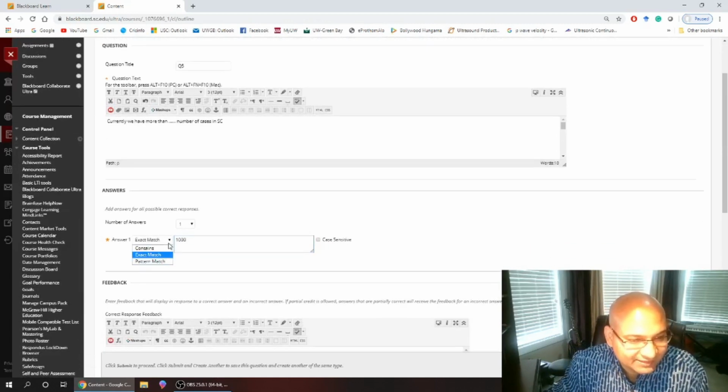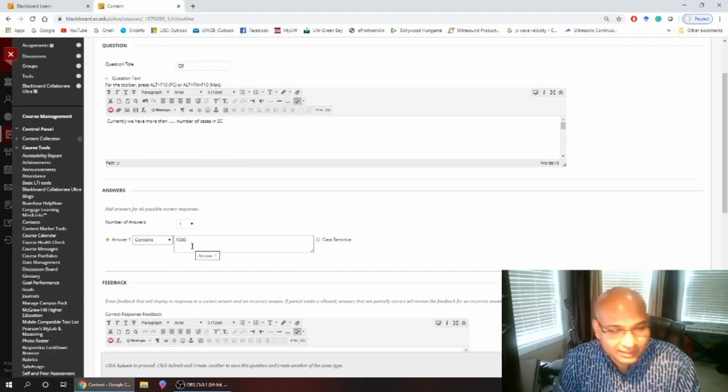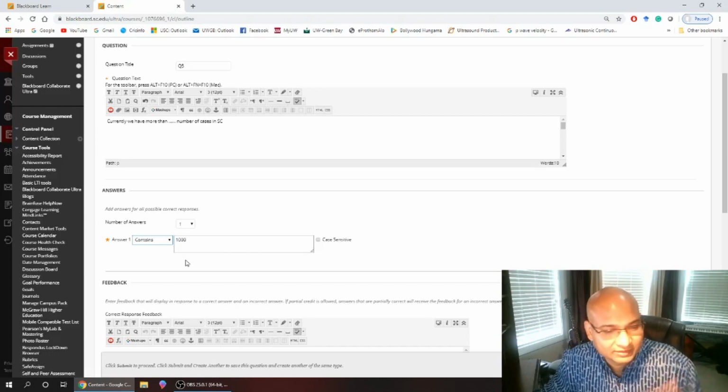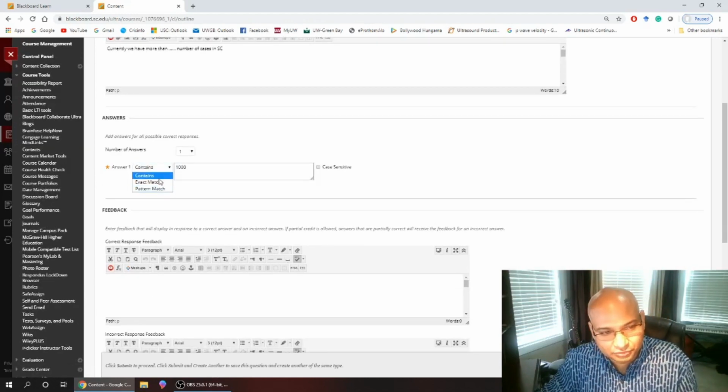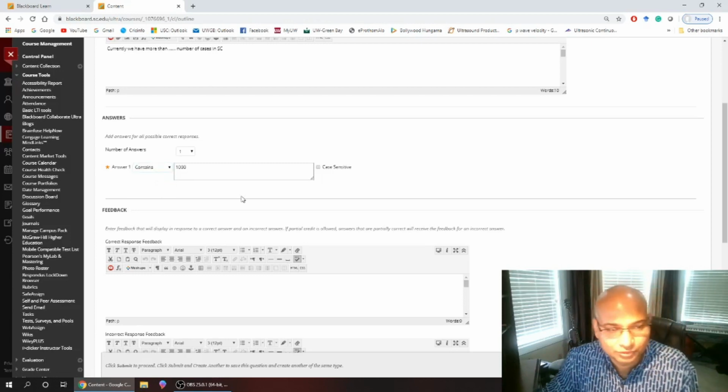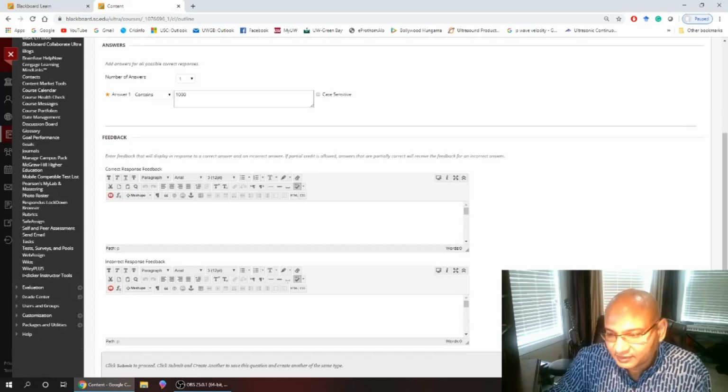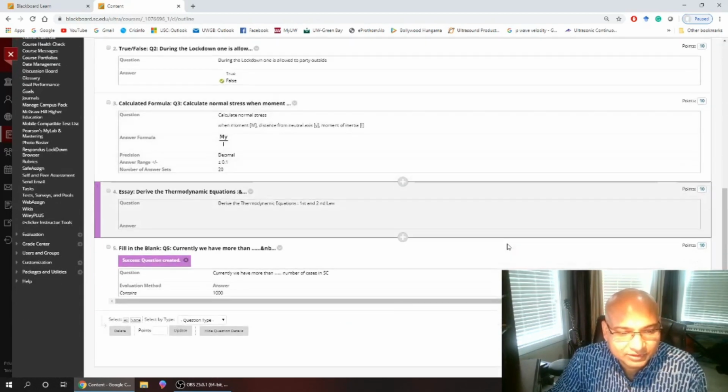Do you want an exact match or do you want contains? That means if they write so many lines in here but it contains 1000, it is accepted, and so forth. Also a pattern match could be done, where you can provide an answer as a pattern match, and that will also be automatically checked by the software. Now you submit. So this is also a question.